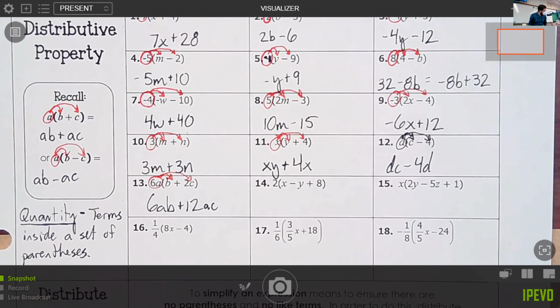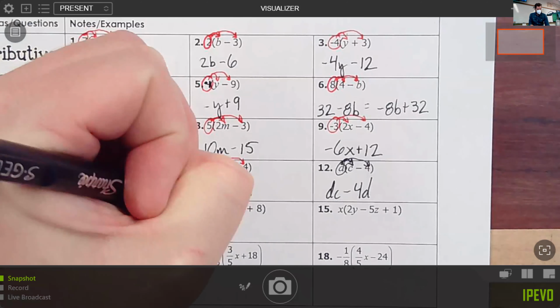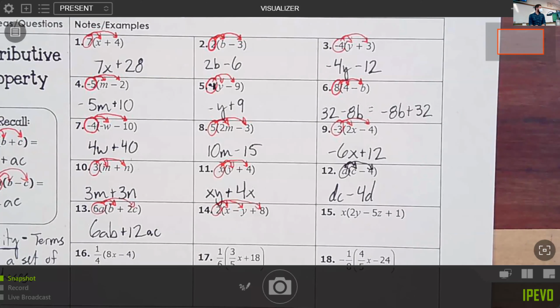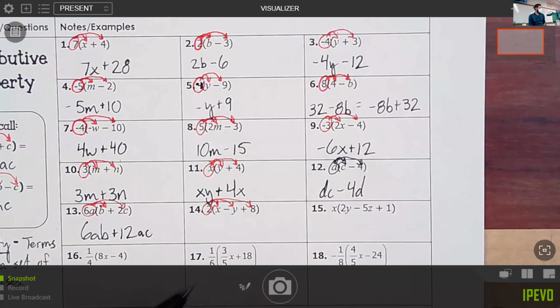So let's see. No, already had that. Let's see, who is up? No. All right, no, not here. Jesus, number 14, do you have an answer for that one? No, not yet. Okay, let's go ahead and do this then. So we're going to distribute the 2, and that 2 gets distributed to everything, x, negative y, and 8. So 2 times x is what? What would 2 times x look like when we multiply it?